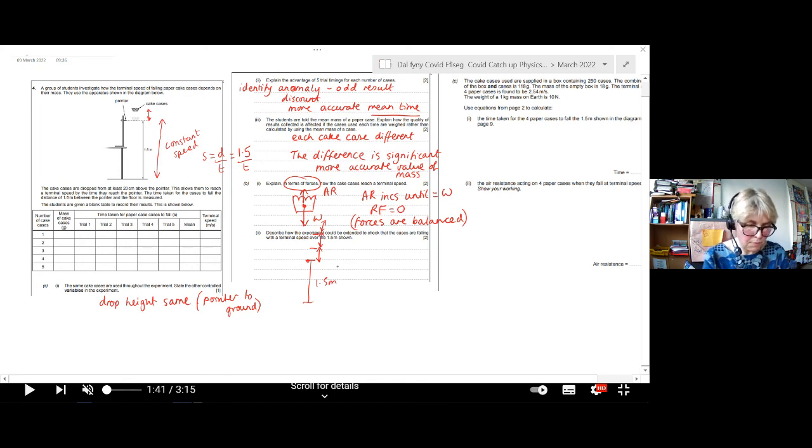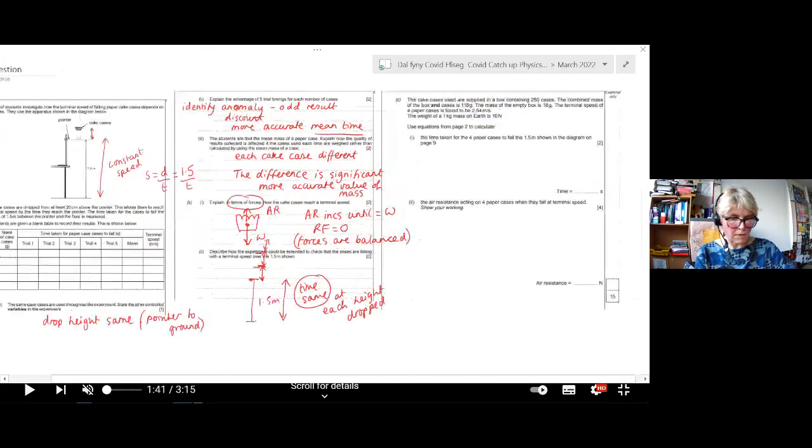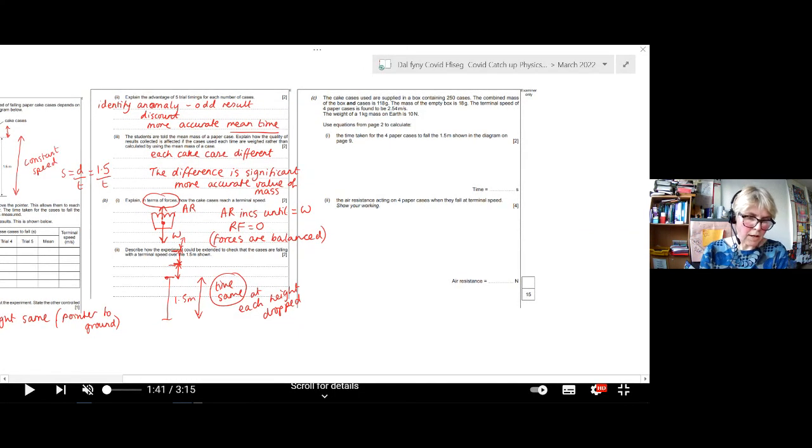And each time, if we find that the time here is the same for each different drop height above the pointer, then we can see that it's going at a constant speed at each height dropped above. So we just extend this from 20 upwards and see if the time taken across the 1.5 is the same. Okay, and lastly, now this is really quite nasty, this last little bit, but just go across it and just deal with it as you see it.